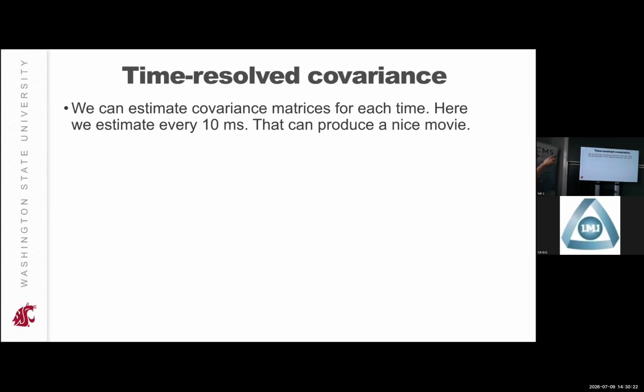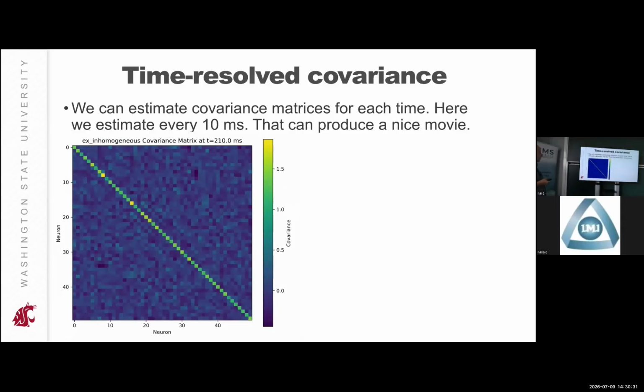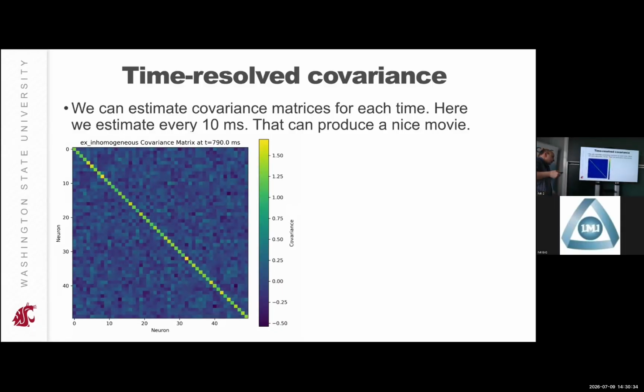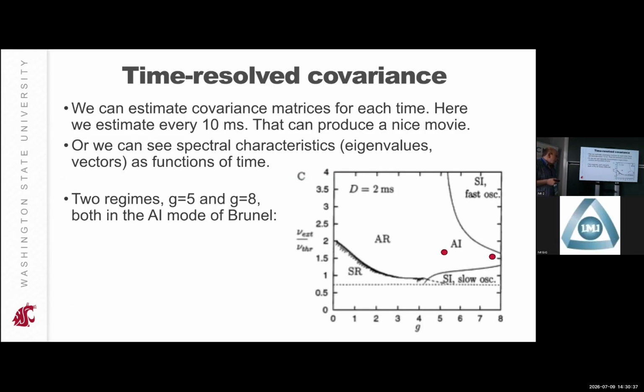So time resolved, we can produce a movie. Here, we sample every 10 milliseconds, but you can sample anytime you like. So here's a movie of the covariance. I don't know, not very exciting. To remind you, we're roughly here. This is G equal to 5. This is G equal to 8 in the bifurcation diagram, a different dynamic state in that network. So as far as Brunel is concerned, we are roughly at the same state of the network, right? We'll see that with this analysis, we see slightly different behaviors.